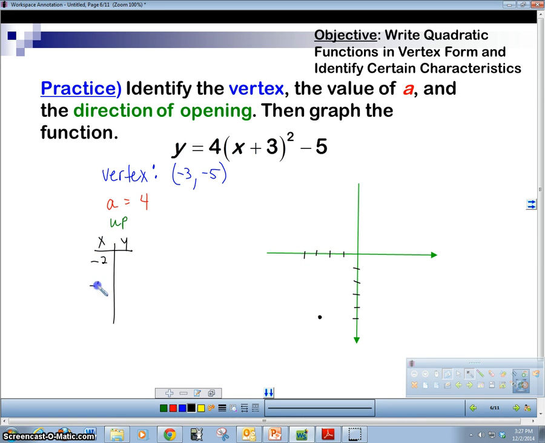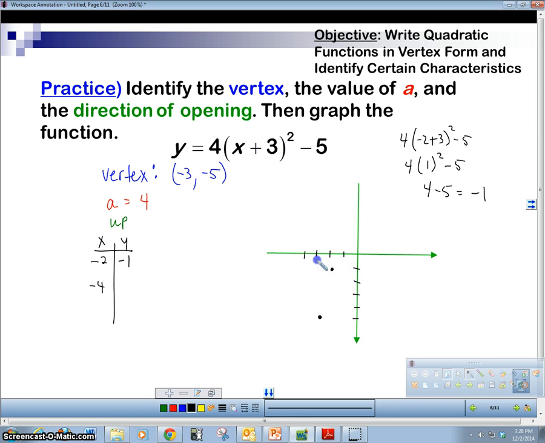negative 4. So let's plug in negative 2 in here. And we're going to get 4 times negative 2 plus 3 squared minus 5. You should start to notice that if you pick one distance over, this right here in the middle is going to be 1, which should be relatively easy to figure out. All right, so when I plug that in, I get negative 1. So I'm going to get negative 2 comma negative 1, which is there.